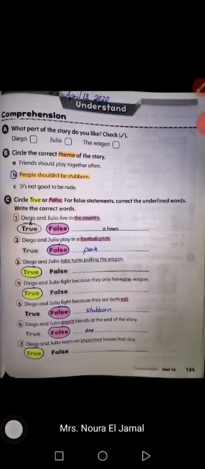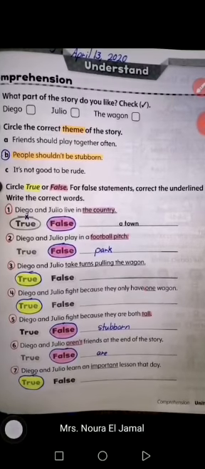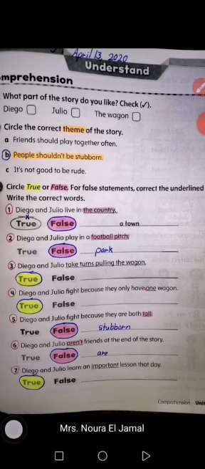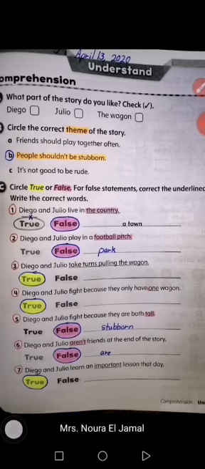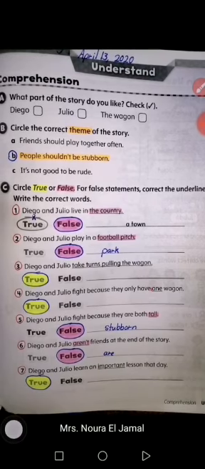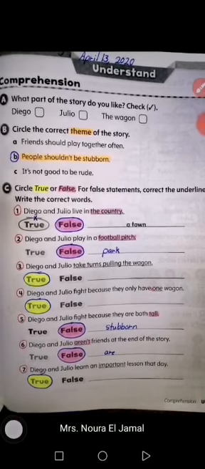Page 139. What part of the story do you like? Diego, Julio, or the wagon? As you like. Check any part that you like in the story. Letter B. Circle the correct theme of the story. Friends should play together often. People shouldn't be stubborn. It's not good to be rude. The most important lesson that I understand from the story after I read it, people shouldn't be stubborn. Correct? So we will circle letter B here.